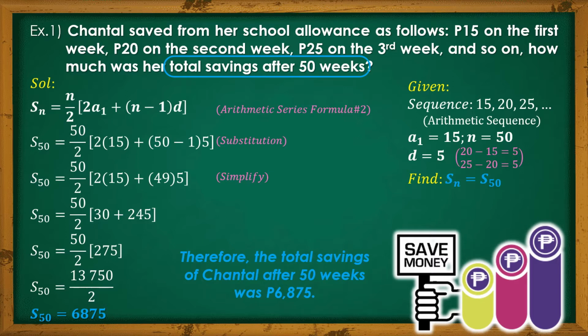6,875. Therefore, the total savings of Chantal after 50 weeks was 6,875 pesos. Can you also save money like Chantal? Let's talk about example number 2.